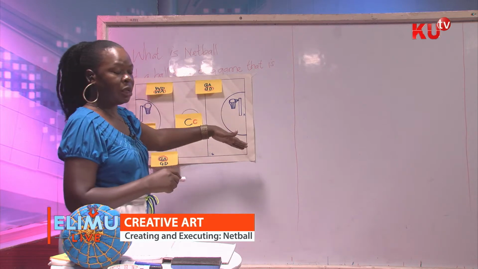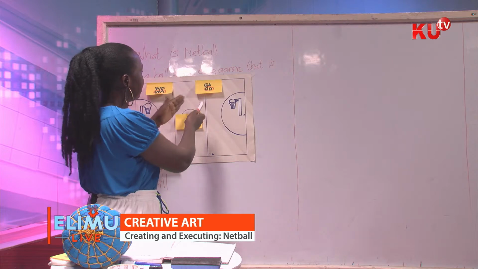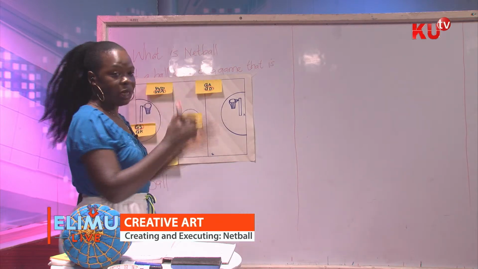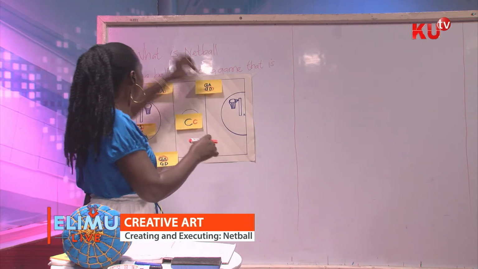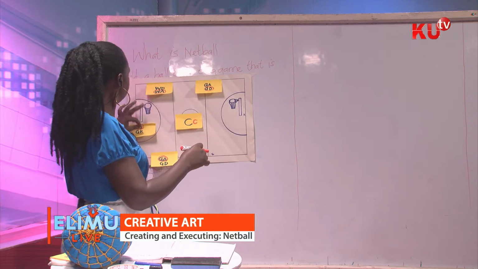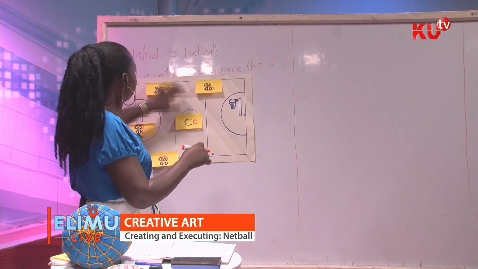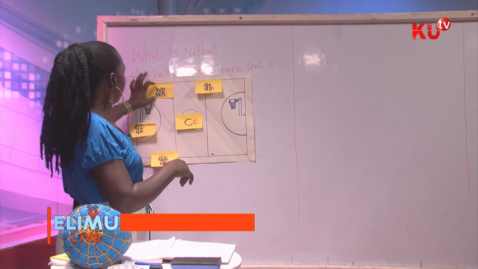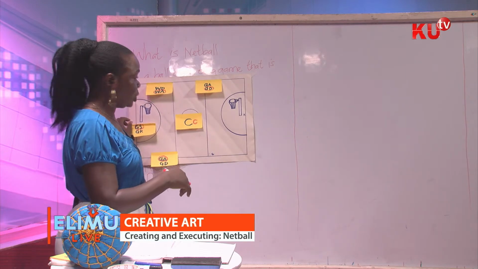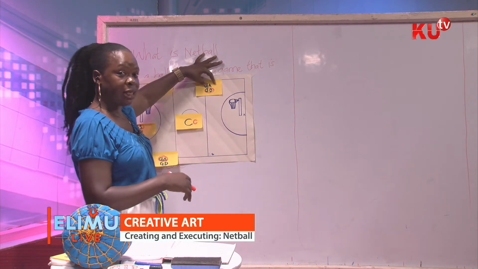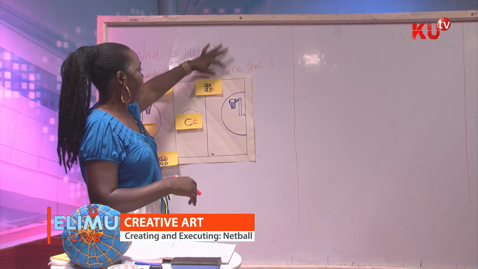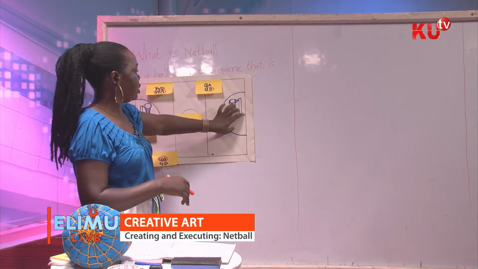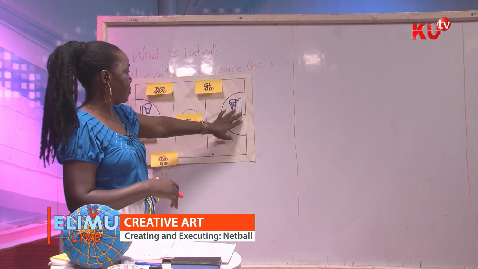pass the ball. So when the balls come from the center, the goal defender tries to receive the ball and throws or passes the ball back to the center or the wing attacker and to the goal shooter. While the goal attacker this side receives the ball and passes it to the goal shooter this side.